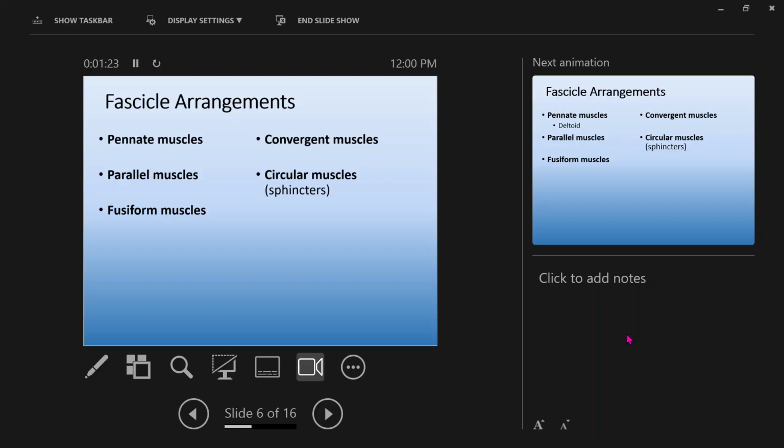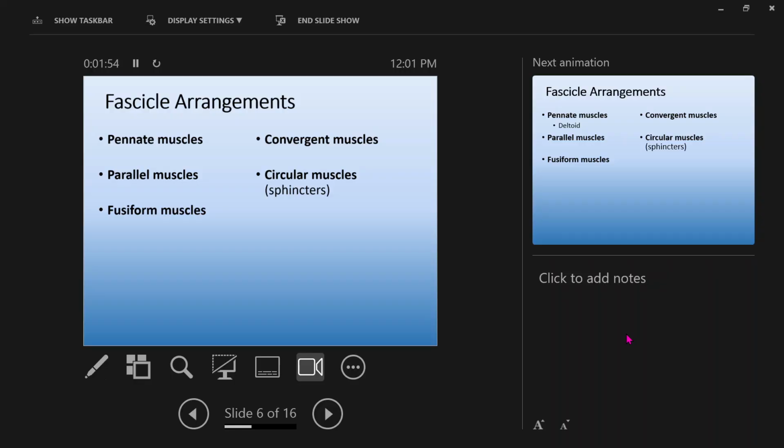What about fusiform? If I told you an example of the fusiform would be like the bicep muscle. Just like converges on both ends. Converging on both sides. So you've got a tendon on one end, a tendon on the other, and your muscle fibers are going to run from one tendon to the next, constricting to one end on each side.